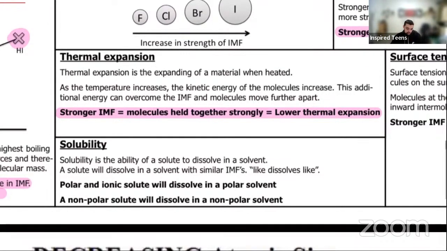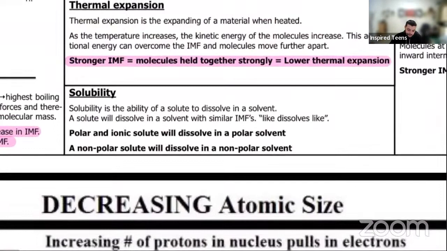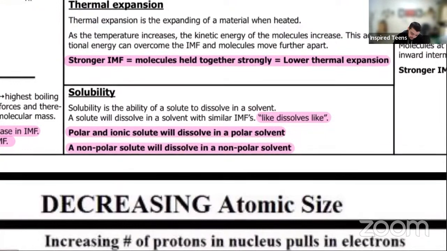Okay, let's look at solubility, which is also important. Solubility is the ability of a solute to dissolve in a solvent. A solute will dissolve in a solvent with similar intermolecular forces. We call it like this, like dissolves like. Polar and ionic solute will dissolve in polar solvent. A non-polar solute will dissolve in non-polar solvent.